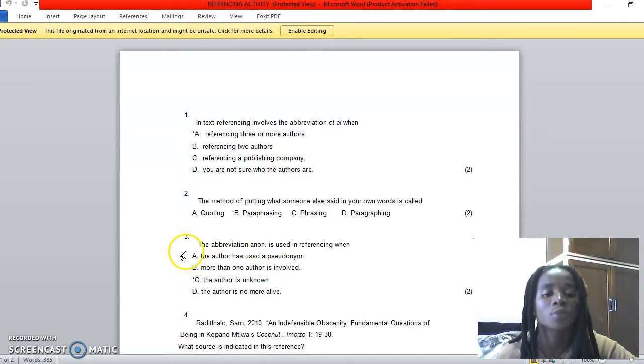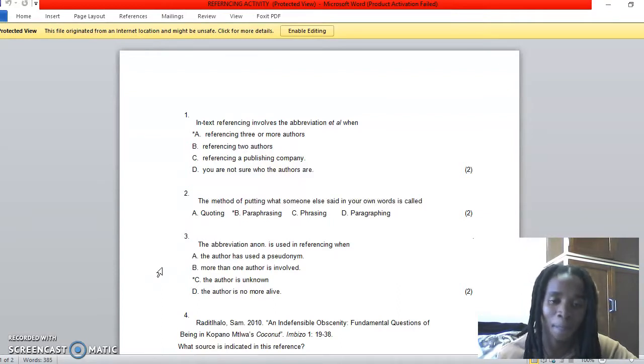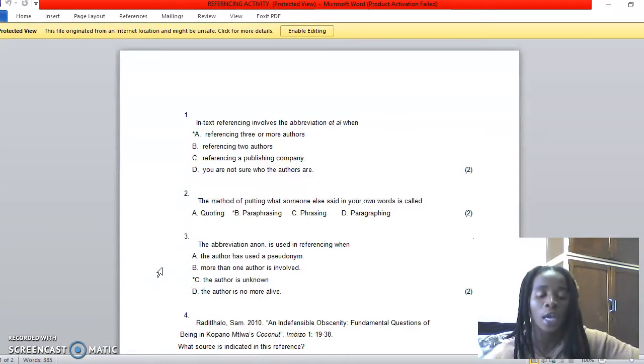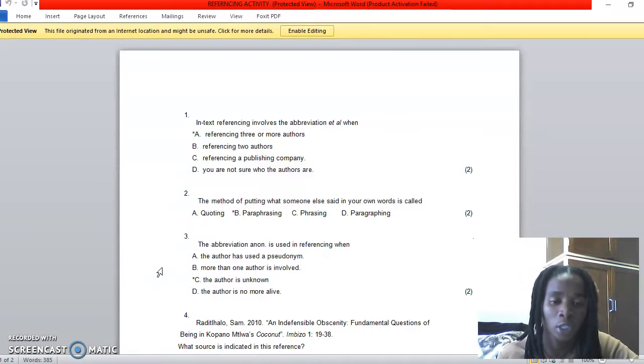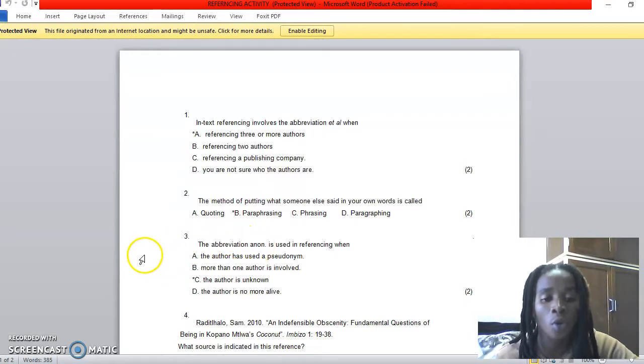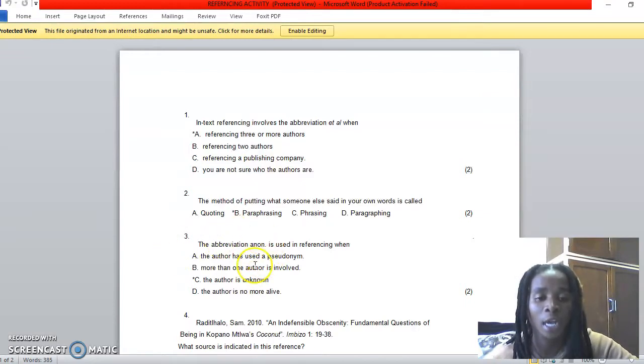Now, anon comes from the word anonymous, meaning unknown. When you reference and you do not know the author, but you have made means to look up who the author is and did not find them, or maybe the book you were reading doesn't have a cover page, some pages were lost, and you cannot know who the author of the book was, then when you reference it, you should write anon and reference whatever you want to reference.